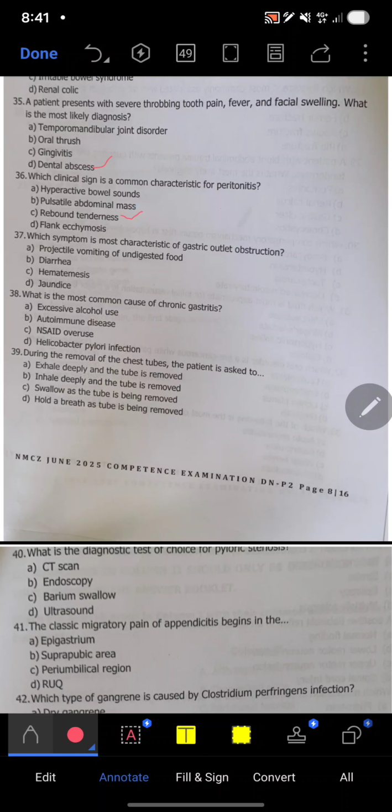37. Which symptom is most characteristic of gastric outlet obstruction? So the correct answer on this one is A, which is projectile vomiting of undigested food.